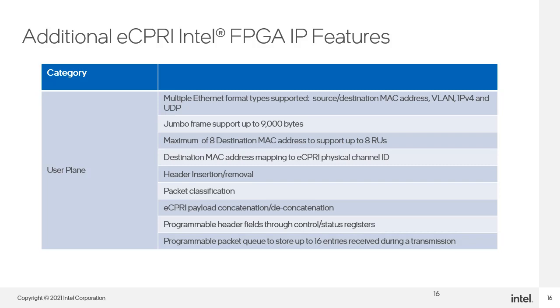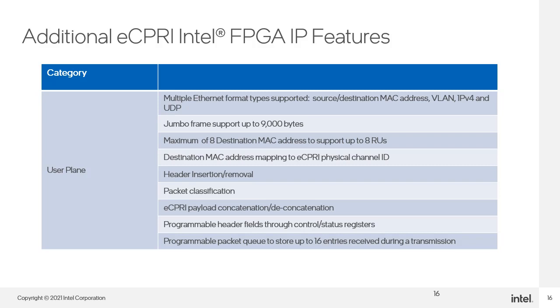There is support for up to 8 destination MAC addresses. Default addresses can be programmed when configuring the IP, but can be updated using the IP's programmable control and status register space. For packet processing, the IP contains logic to handle packet classification and routing on incoming packets, header removal for incoming packets, and header insertion for outgoing packets.